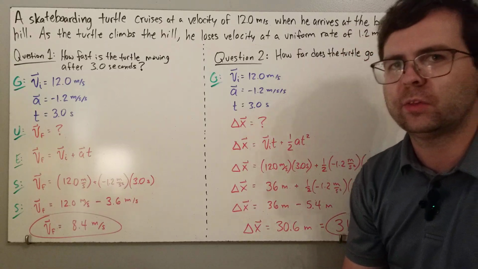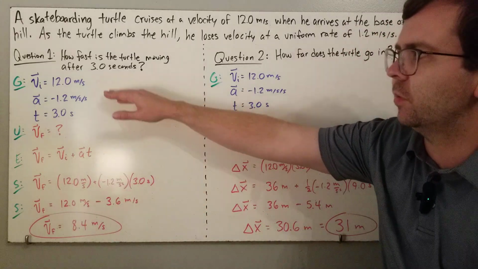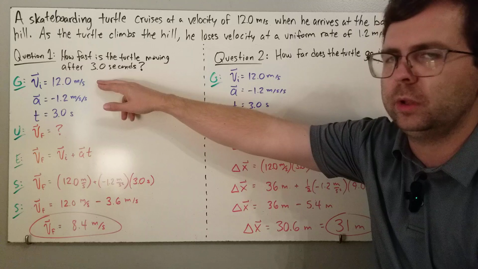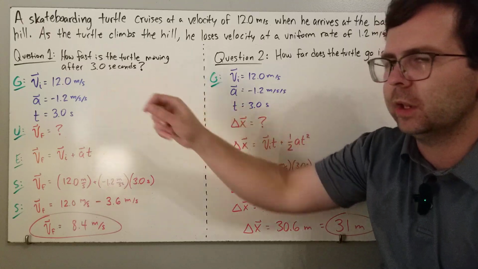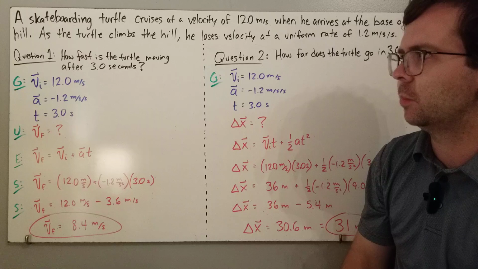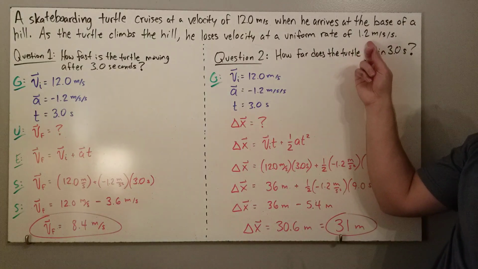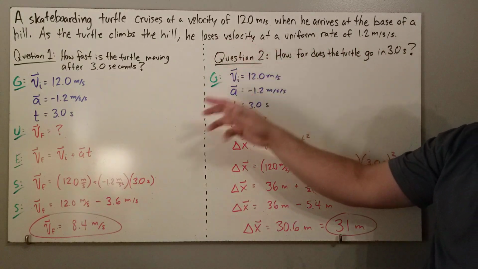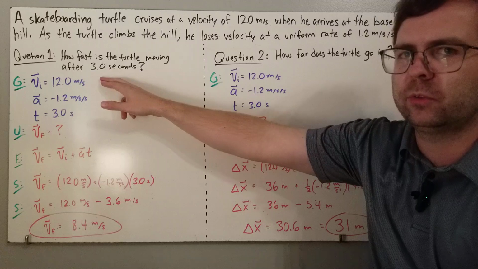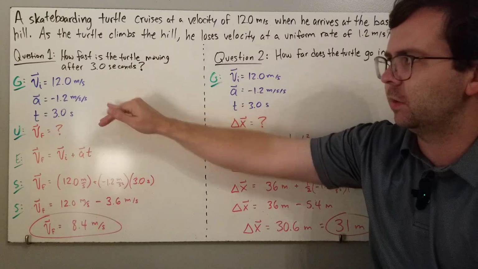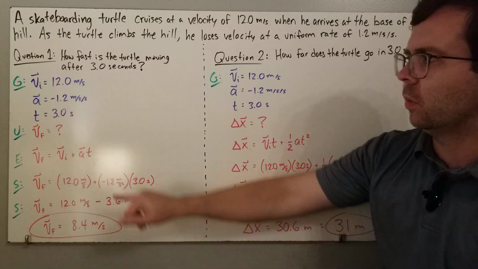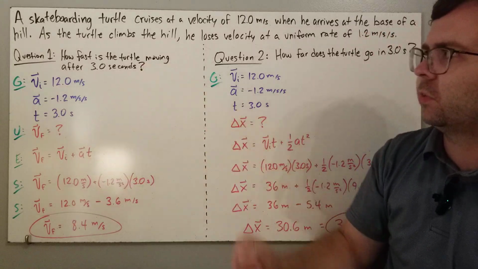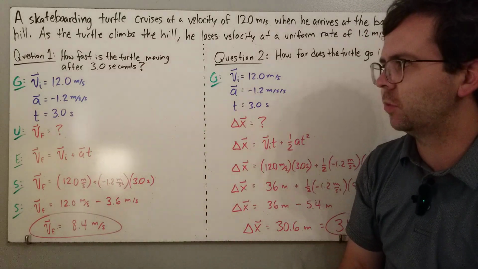So let's do the GUESS method here. Start with our given information. We know the starting speed is 12 meters per second. The acceleration is negative 1.2 meters per second per second. It didn't say negative in the problem, but it's saying he's losing velocity, and we're starting out in the positive velocity, so he's going to be having a negative acceleration then. The time is 3 seconds. We're looking for the final velocity. How fast is he moving after 3 seconds pass?